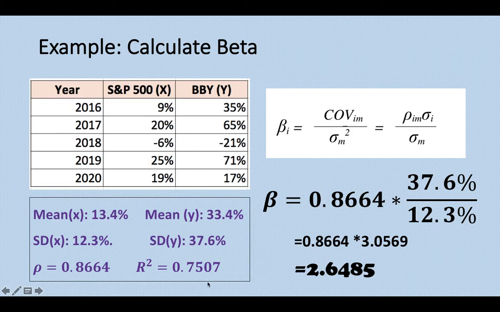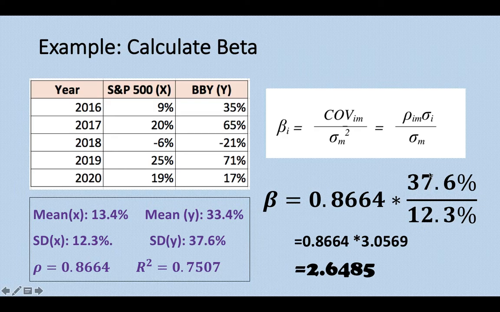In order to calculate beta, we need all this information, which is the mean and standard deviation of the S&P 500 and the mean and standard deviation of Best Buy. Once we have that information, we can calculate beta. Beta is the correlation coefficient times the Best Buy standard deviation divided by the market standard deviation.